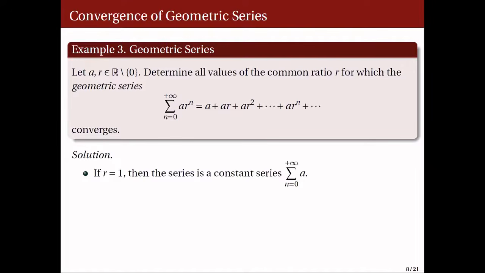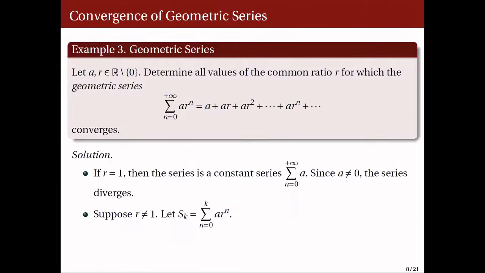Note that if r is equal to 1, then the series is a constant series, the summation of a with n ranging from 0 to infinity. Since a is not equal to 0, this series diverges. Now, suppose r is not equal to 1.